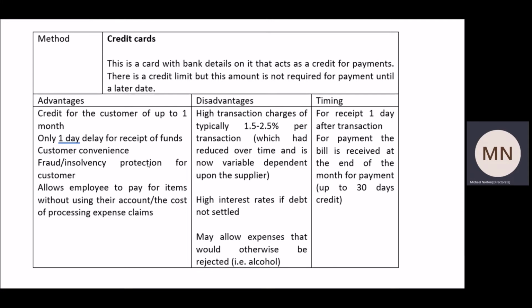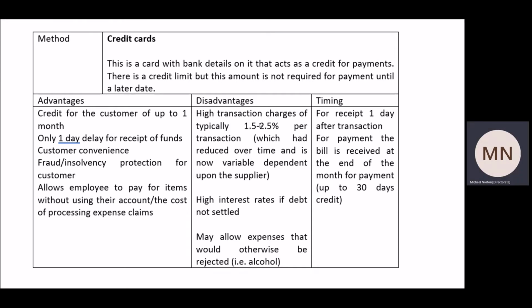It also helps with employees. Let's say we've got a salesperson going around to hotels and paying for meals. They could use their debit card, money coming out of their bank account, and then claim back expenses. We've then got to process an expense claim. That's expensive. Alternatively, they could use a company credit card, which doesn't come out of their account, and we can reconcile it at the end of the month.